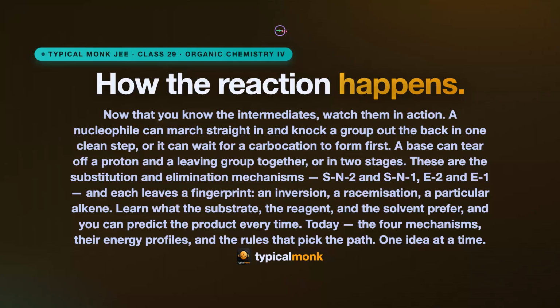These are the substitution and elimination mechanisms, SN2 and SN1, E2 and E1, and each leaves a fingerprint, an inversion, a racemization, a particular alkene. Learn what the substrate, the reagent and the solvent prefer, and you can predict the product every time. Today, the four mechanisms, the energy profiles, and the rules that pick the path. One idea at a time.